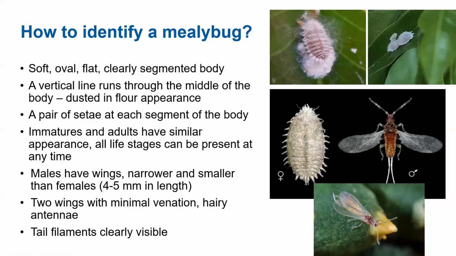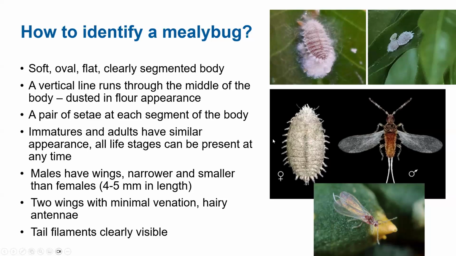And like I was saying, at each segment there is a pair of setae coming through. On other species, the length of the setae would help you identify what species it is. But for the citrus mealybug, the setae are not as long as some of the other species. The immatures and adults have similar appearance. They look the same. It's just that the adults and second and third instars are larger compared to first instar.